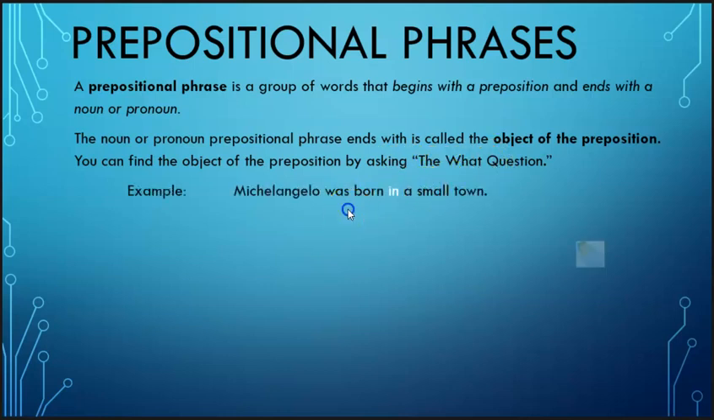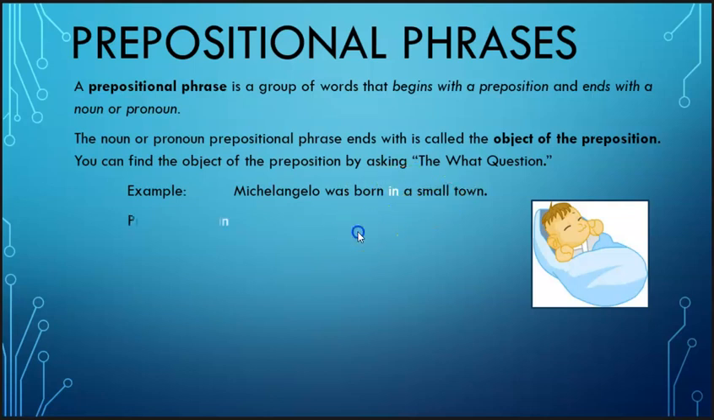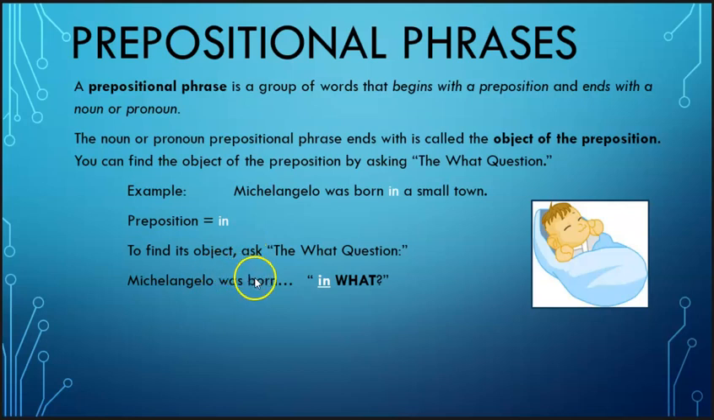For example, Michelangelo was born in a small town. In this sentence, the preposition is in. To find the object, you ask the what question: Michelangelo was born in what? There could be a variety of answers to that, right? In this case, the answer is in a town. Town is the noun, small is an adjective describing town, and a is the article also modifying town. The object is always just the noun. The noun is the object of the preposition, not everything that's modifying it.